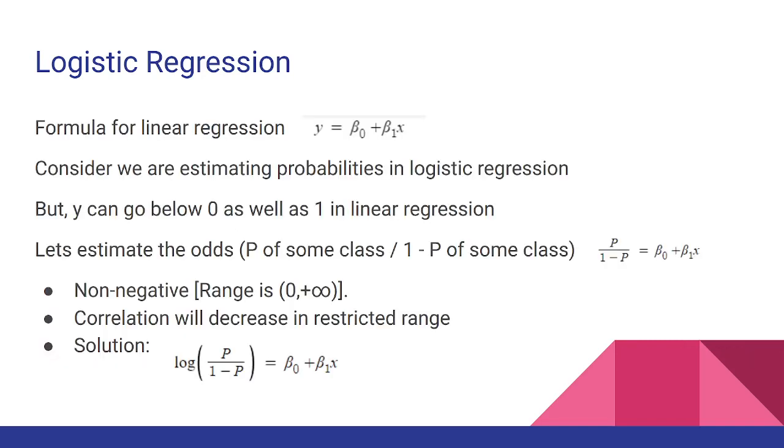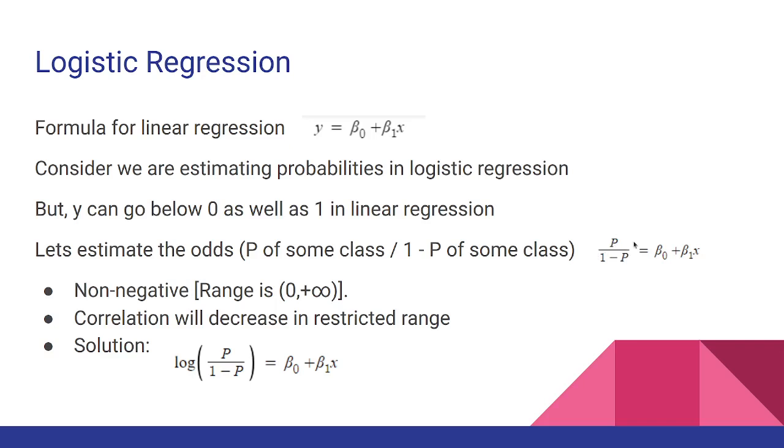So basically in logistic regression we are estimating probabilities. But what will happen in linear regression? Suppose we are trying to predict a number, it can go below 0 and it can also go above 1. To handle that, we are doing one thing. We are taking the probability of some class divided by 1 minus the probability of that class. So instead of y equal to beta 0 plus beta 1x, we are trying to get the odds. Odds means the probability of something happening divided by the probability of it not happening.